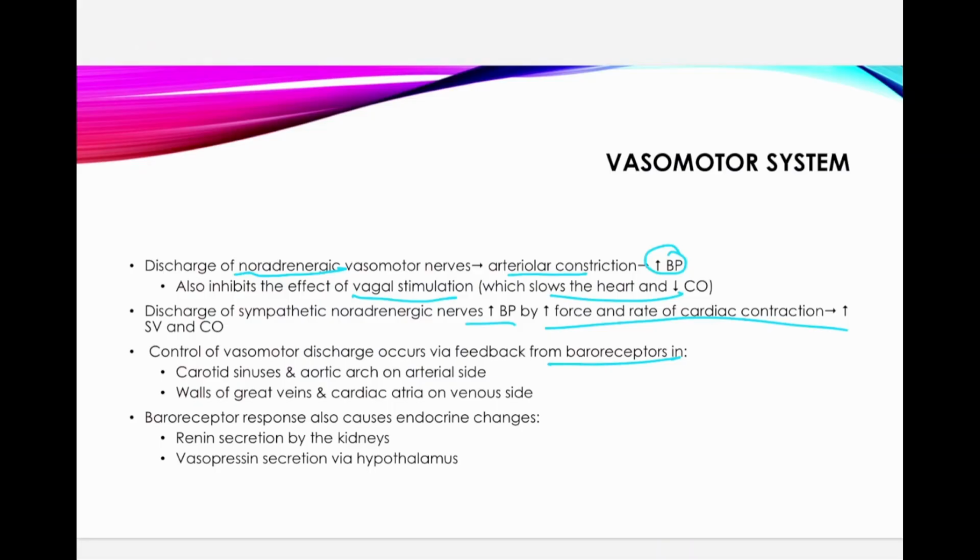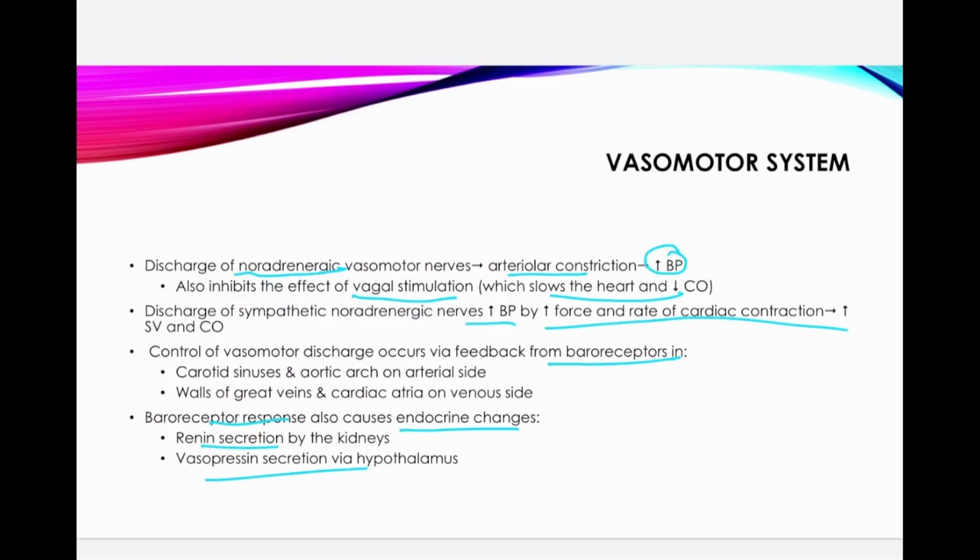Baroreceptor response also causes some endocrine changes, some renin secretion, and obviously your vasopressin as well. Remember, with low effective circulating volume, how do we overcome that? RAS system comes out, vasopressin for vasoconstriction comes out. Again, we're trying to get that blood pressure back up.